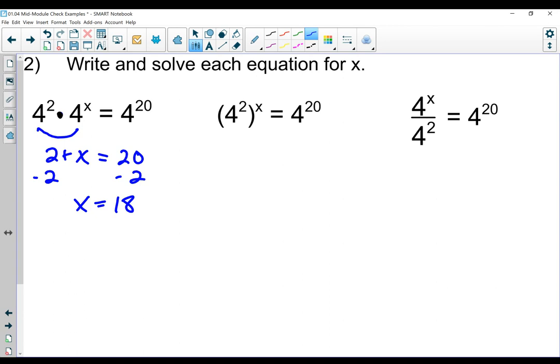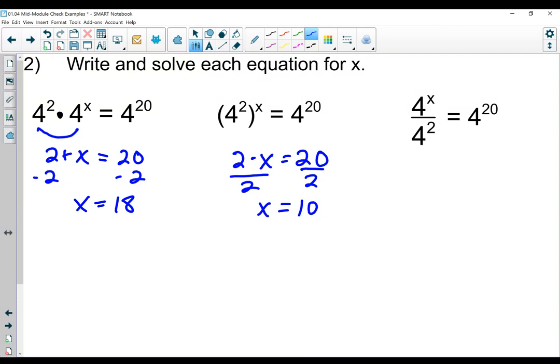On the next one, I have 4 squared to the x power equals 4 to the 20th. This means I have x groups of 4 squared. So I write 4 squared times 4 squared times 4 squared, I write that x times. And x groups of 4 squared makes me remember that I need to multiply. So that means I'll have 2 times x equals 20. Then I'll divide both sides by 2, and x is equal to 10.